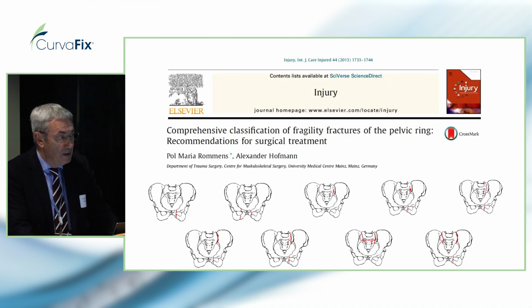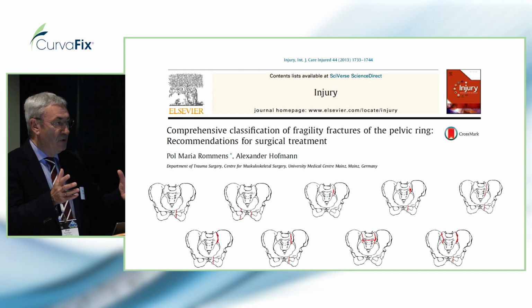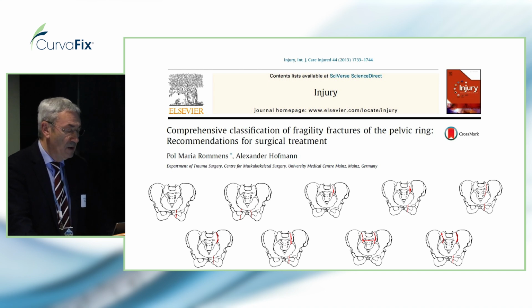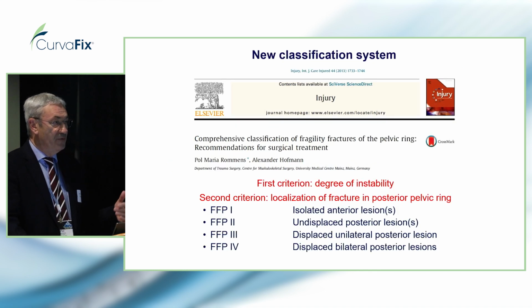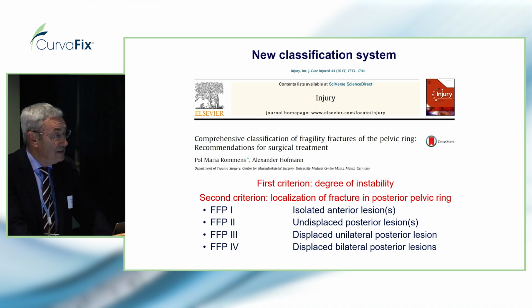For us, these were reasons enough to look back at about 250 patients that were treated in our hospital in 5 years' time, and we have seen a basket of different fracture patterns. It's a whole spectrum of injuries, as we can see also in the high energy trauma. But we could classify them into different degrees of instability. And the first criterion for this new classification indeed is the degree of instability. The second criterion for the subtypes is the localization of the fracture in the posterior pelvic ring.